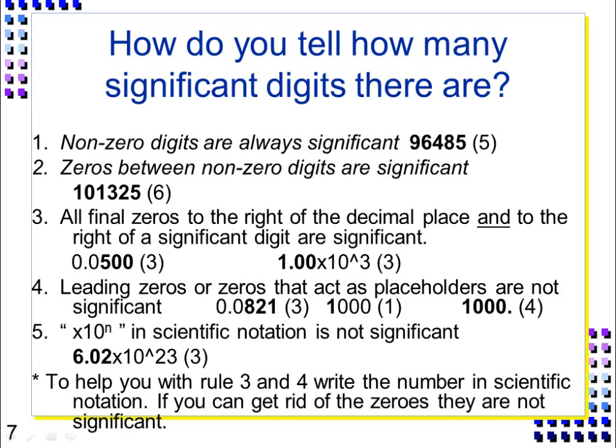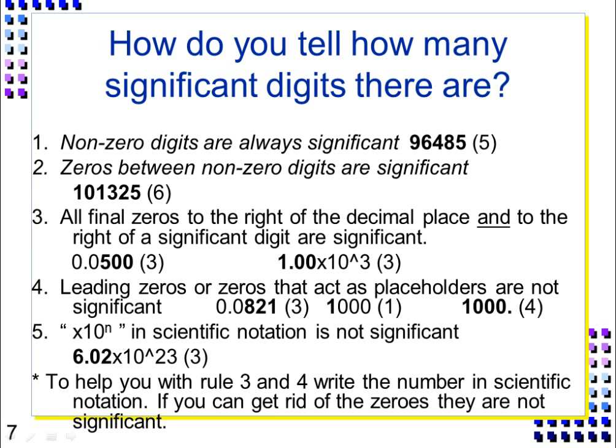The first one is the number 0.0500. Now in this number there are 2 leading zeros, and they do not count as significant figures. But the zeros at the end do count as significant figures. Remember that the rule is that for a 0 at the end to be a sig fig, it must be to the right of a decimal and to the right of another sig fig. So the 500 at the end, all of those numbers are sig figs, so there are 3 sig figs there.